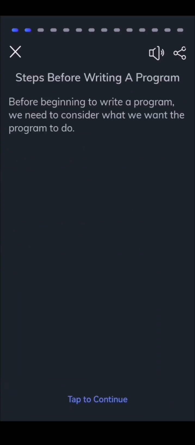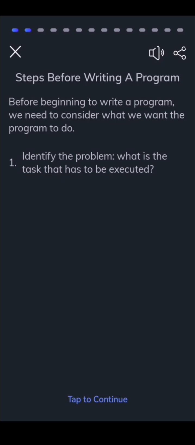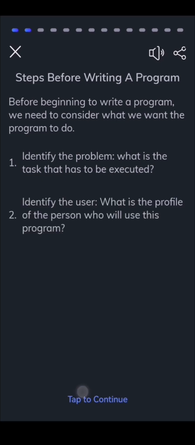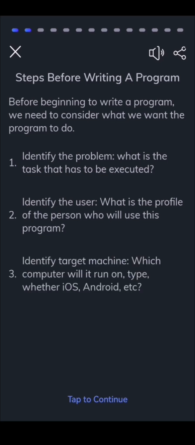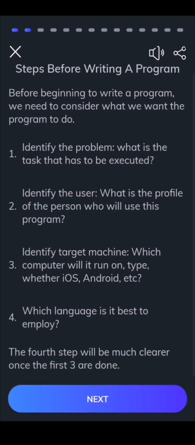Before beginning to write a program, we need to consider what we want the program to do. Identify the problem. What is the task that has to be executed? Identify the user. What is the profile of the person who will use this program? Identify the target machine. Which computer will it run on? Type, whether iOS, Android, etc.? Which language is it best to employ? The fourth step will be much clearer once the first three are done.